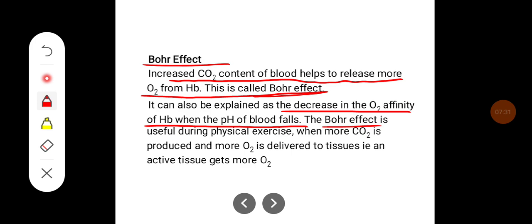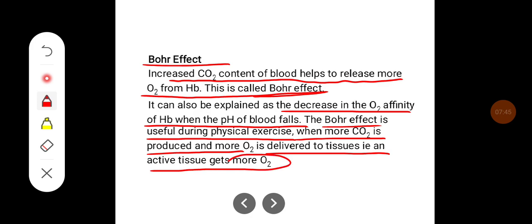The Bohr effect is useful during physical exercise when more carbon dioxide is produced and more oxygen is delivered to the tissues, so an active tissue gets more amount of oxygen.